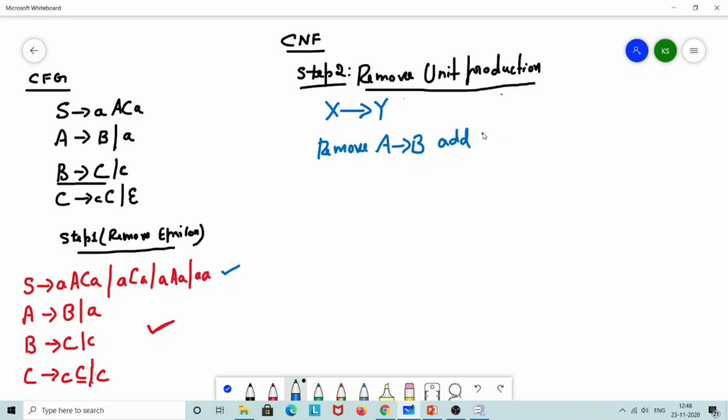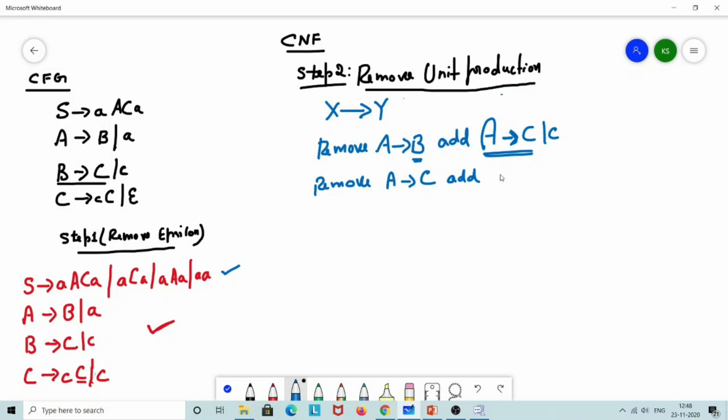So what is B giving? B is giving non-terminal C or small letter c. Okay, so this has to be added. So this is A. I am replacing this B with what B is giving. But by adding this rule again, I have induced a unit production. A gives C, capital C, is a unit production. So again I have to remove whatever was added, and I have to replace it with what C is giving.